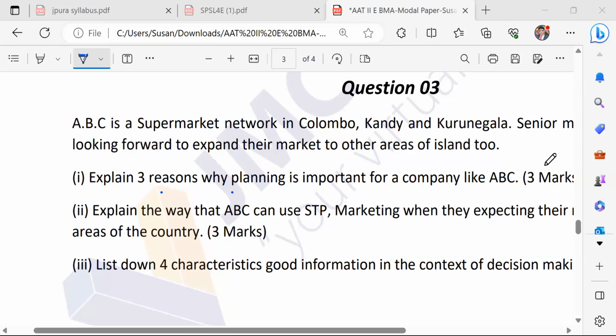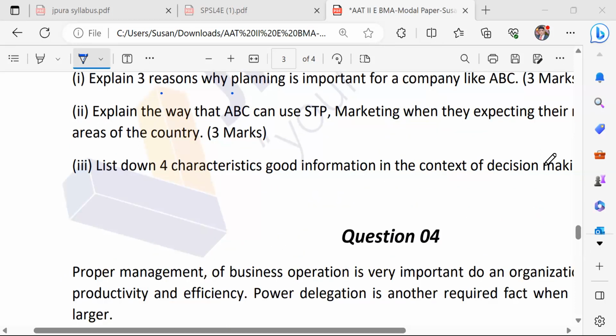This we have explained in lessons, as well as this is in your study text too. List down 4 characteristics for good information in the context of decision making. We have discussed many, right? This you are learning in ISD too, right? I'm the one who teaches that lesson too, ISD, right?